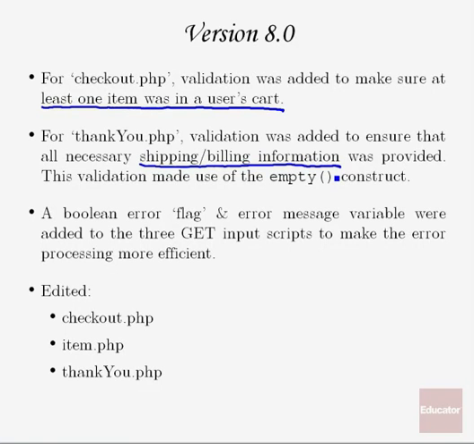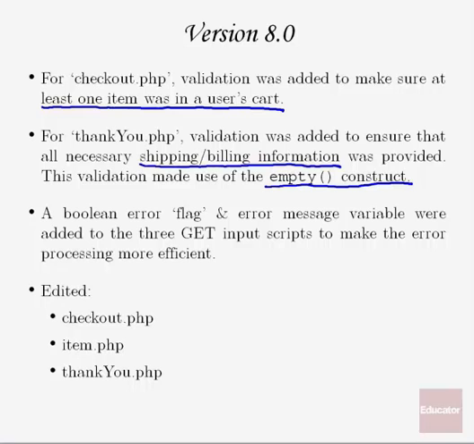And for the validation, we're going to make use of the empty construct that we just learned about to make sure that, one, all of the shipping information inputs were provided, and also that they weren't left empty. Because they might be returned as a blank, as an empty string, and so that would be considered set. isset would return true, but it would be considered empty because no value was provided.